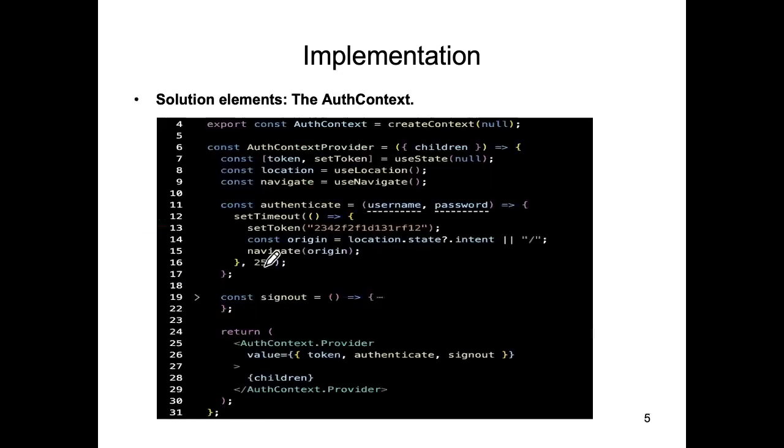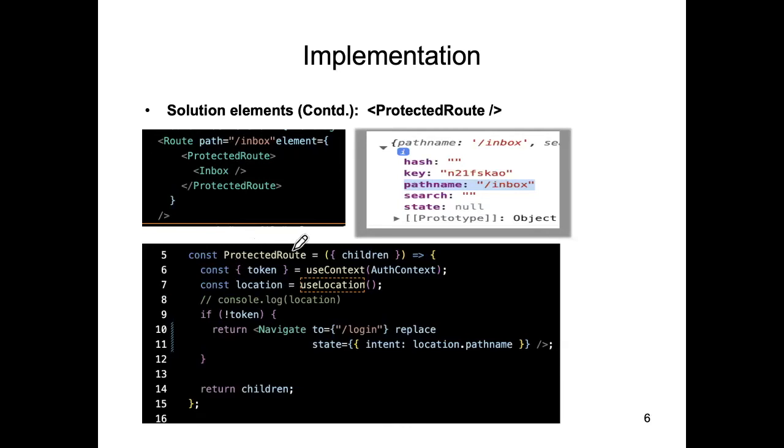Okay, if I switch back, I'm exposing the token to anybody that needs to access it. So this component here needs to access it. So that's fine. It has access to the token. I'm also grabbing the current location object. Now, when the user clicks on the inbox link, the browser's URL will change to /inbox because that's what's going to happen when they click the inbox link.